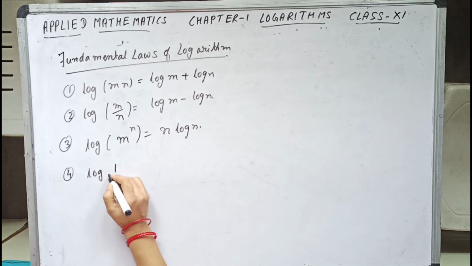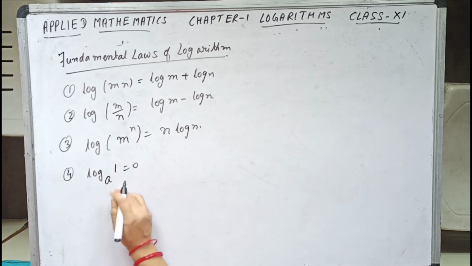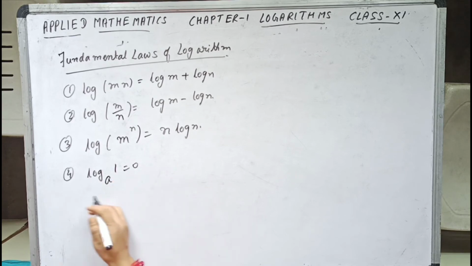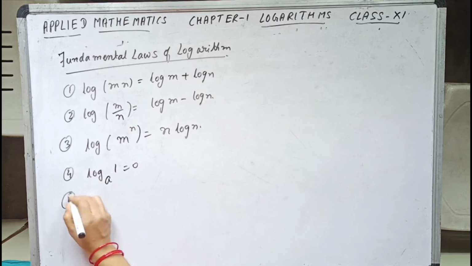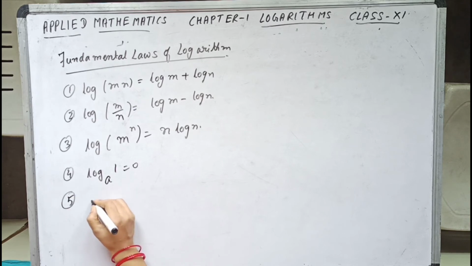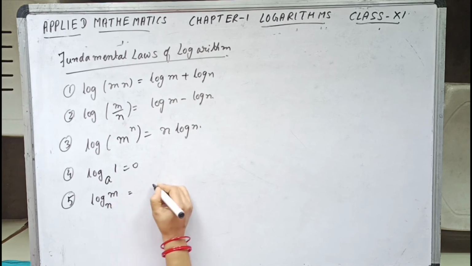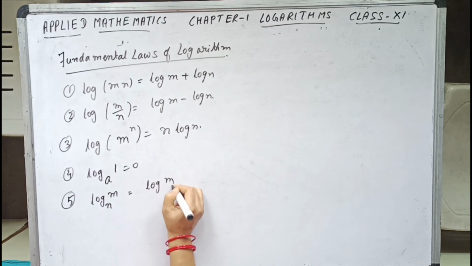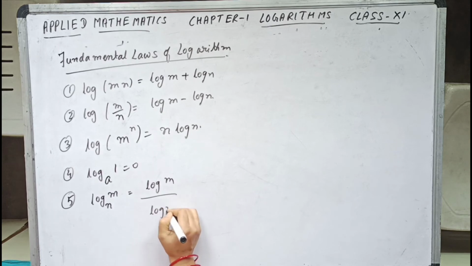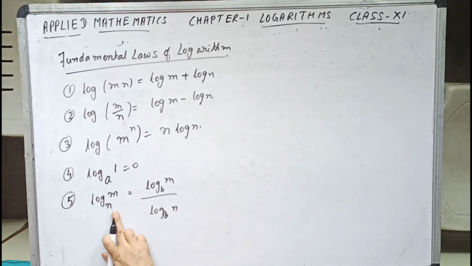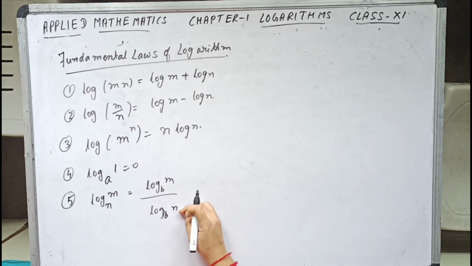Log of 1 base a equals 0. Obviously a power 0 is 1, so this you can understand. Number 5 we can write as log of m base n equals log of m by log of n, and this base we can write any other base, I mean over here I am writing b. So log of m base n we can write as log of m by log of n, but this base has to be changed in both.